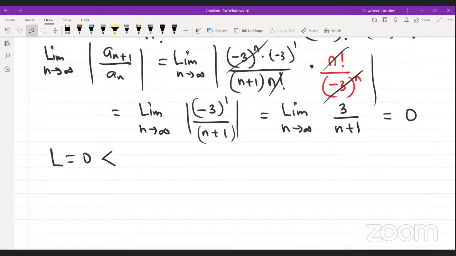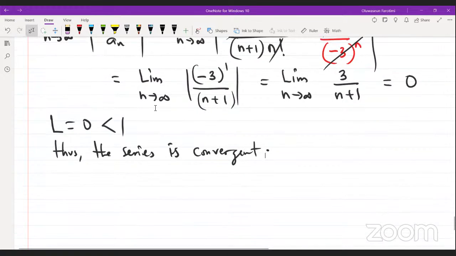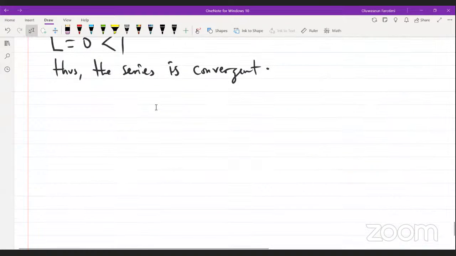What kind of number is 0? Less than 1. So what does it mean? It means what, guys? It means the series is absolutely convergent. Okay. I remember that absolute convergence means convergence. So I can just write convergence. Okay. If you want, you can write absolutely convergent. Okay. So interesting. Let's look at another example.